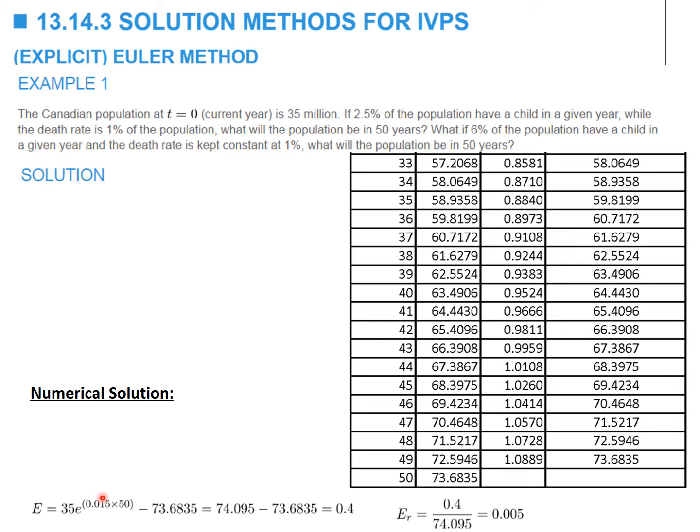And the error is actually very small because the slopes that we are using, the rates, which is 0.015, the rate of population increase, is actually very small, which makes this method work really well. So don't forget that the relative error here is 0.005. Now we're going to see what happens if we use a higher rate of increase in the population. If we use a birth rate of 6%, we'll see how this error changes.